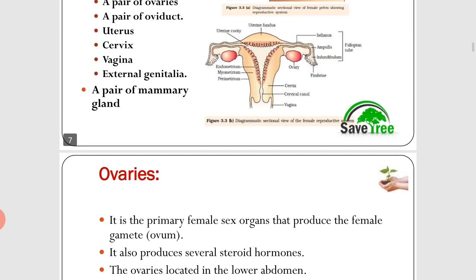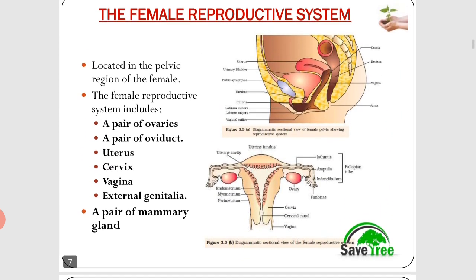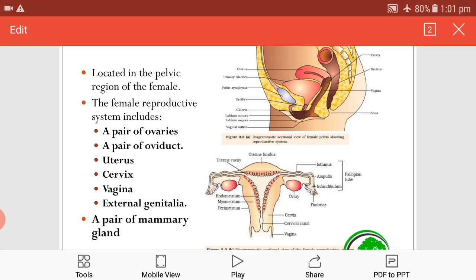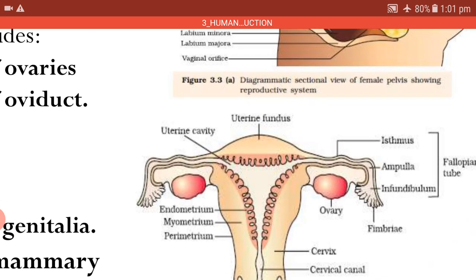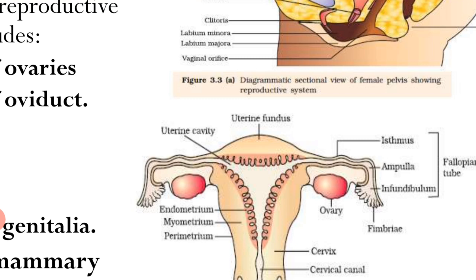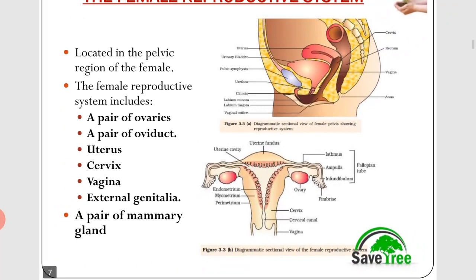If you want to see the ovaries, you can see the diagram. In the diagram you can see the two red, oval shaped structures located on either side of the uterus, which are your ovaries, the female reproductive structures.